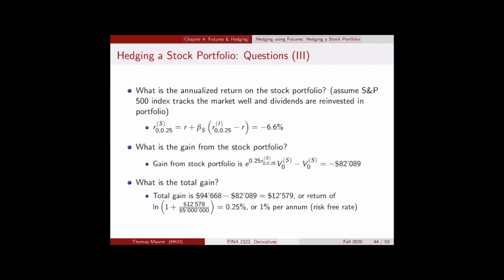On the notes, I write that equivalently, I look here at the combined position, which again is this $12,500. And then I look at what is actually the continuously compounded return of this $12,500 on the 5 million originally invested. And that's pretty much 0.25%. Now this is earned over a 3-month horizon. So multiplied by 4, that gives me an annualized return of about 1%, which again is the risk-free rate.